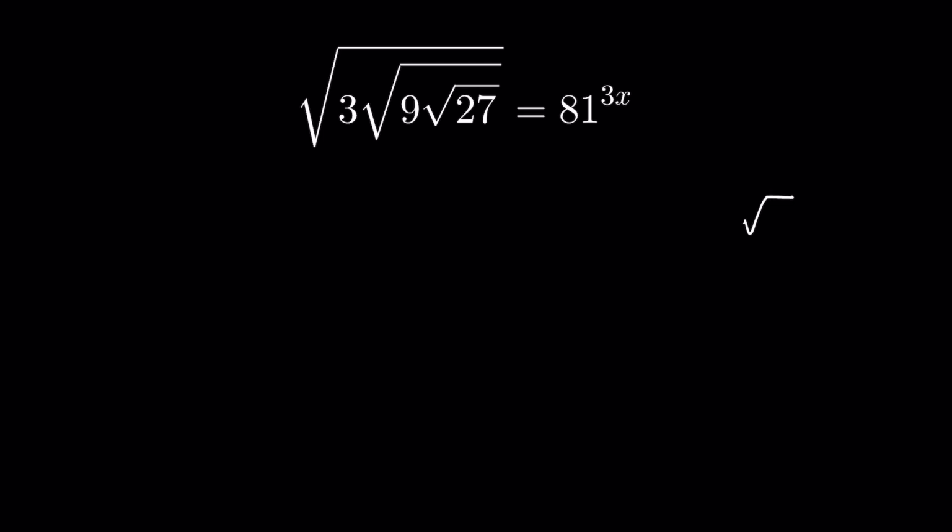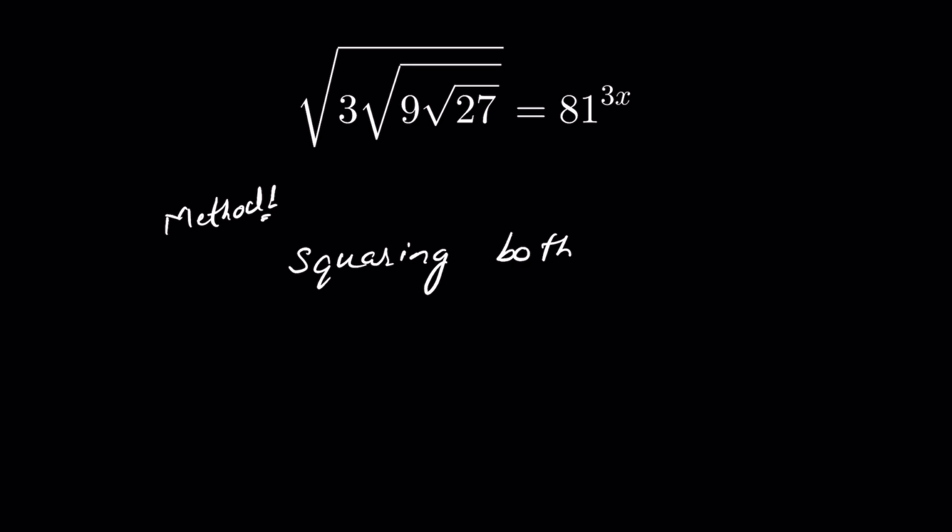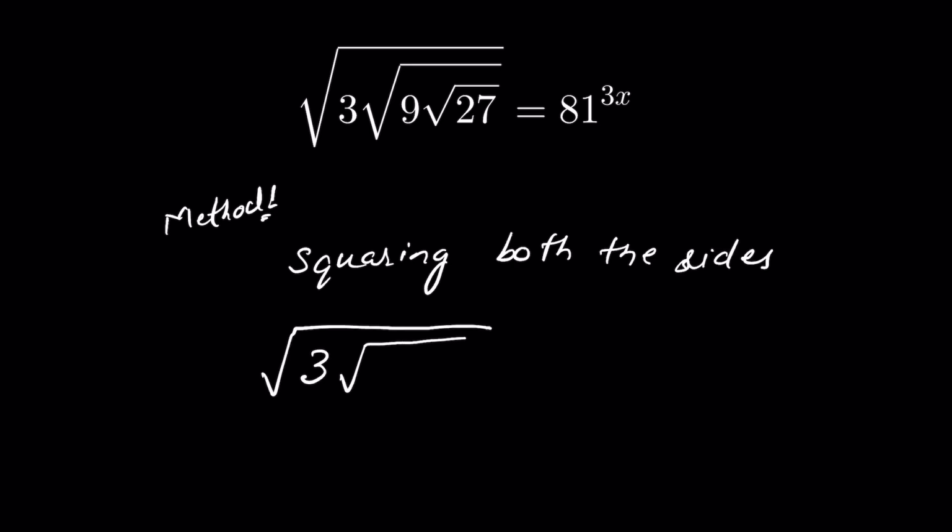Also, when a is under a square root, to remove it, we square it. When we square it, the root gets removed. So let's use the two methods. First method, let's square both the sides. So squaring both the sides, we have 3 times the square root of 9 times the square root of 27.